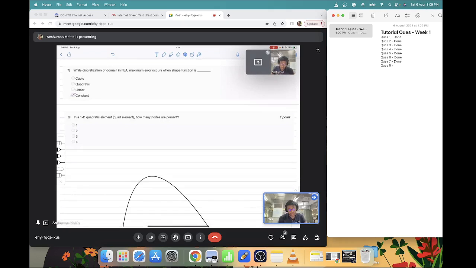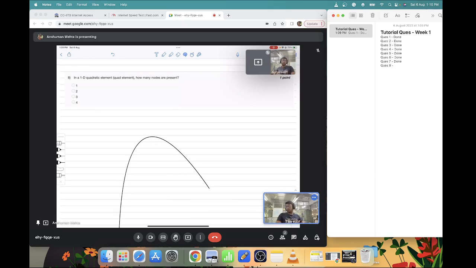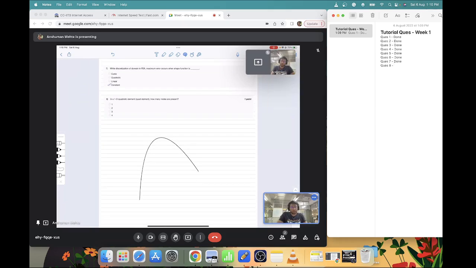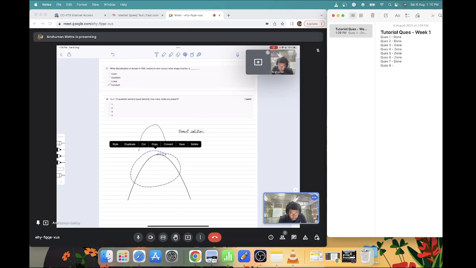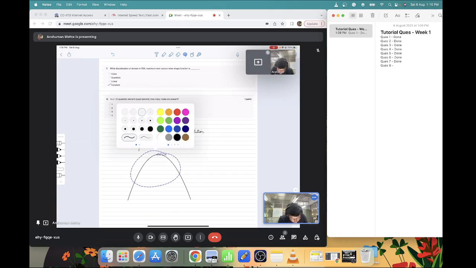so let's solve our last problem. It is said that in a 1D quadratic element, it's a quad element, how many nodes are present? We already have covered this. This is our quadratic element. So let's say this is our exact solution, the exact solution, and this is the approximate of this exact solution in a quadratic element. Okay, so let me change this color.